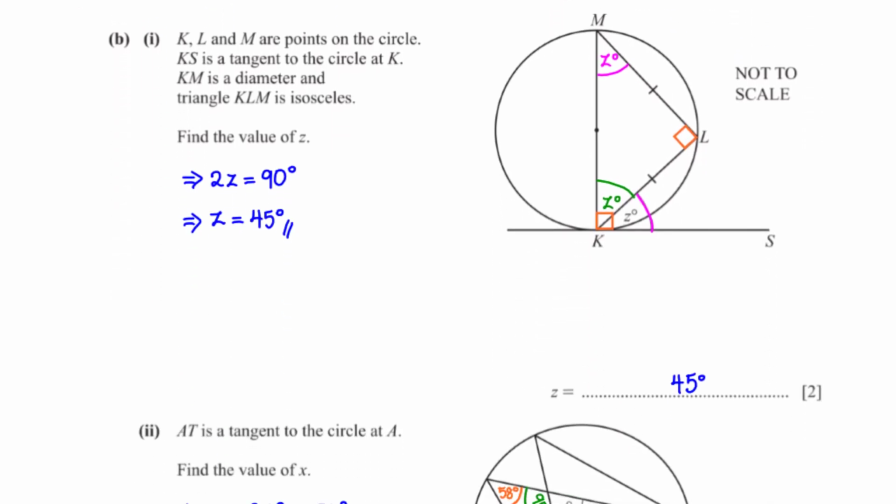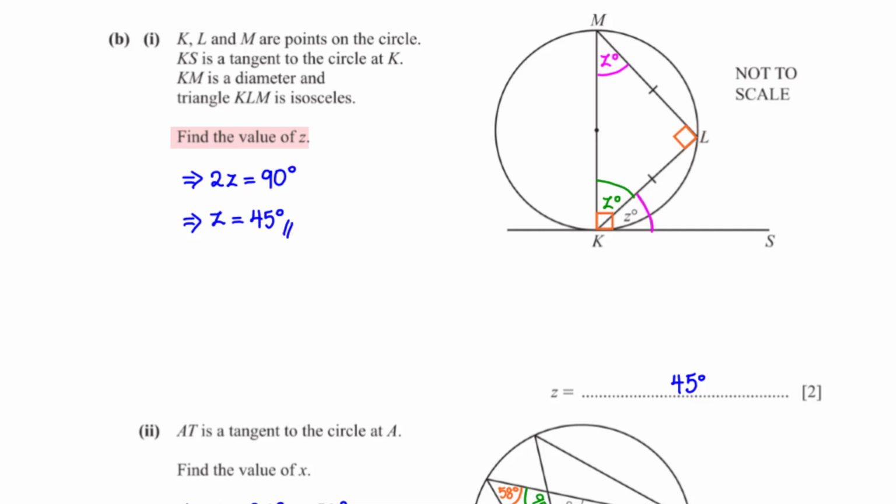K, L, and M are points on the circle. KS is a tangent to the circle at K. KM is a diameter and triangle KLM is isosceles. Find the value of Z. The angle formed by a radius and a tangent is 90 degrees. The angle subtended by a diameter at the circumference of a circle is also 90 degrees.